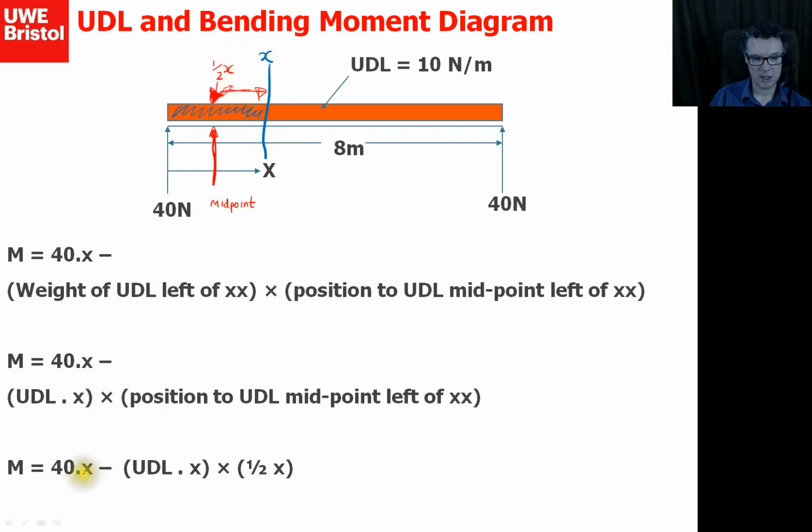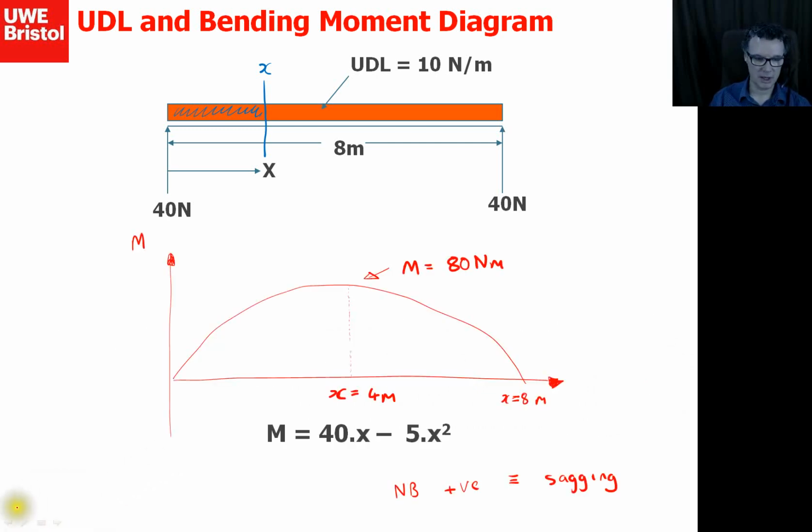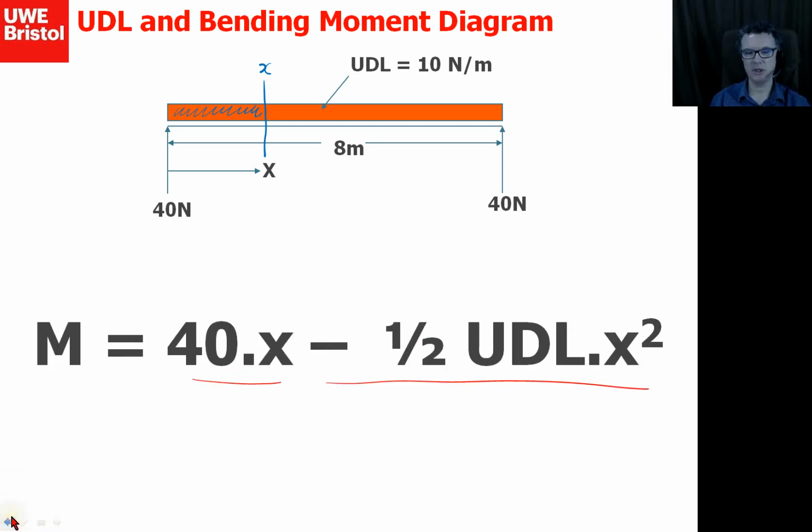So let's come back to my M equation. So we've got the 40 times x, take away the UDL value times x, times the distance to get to it, which will be half x. So our final solution is 40x, take away half UDL x squared. And that's obviously given us a parabola plot.